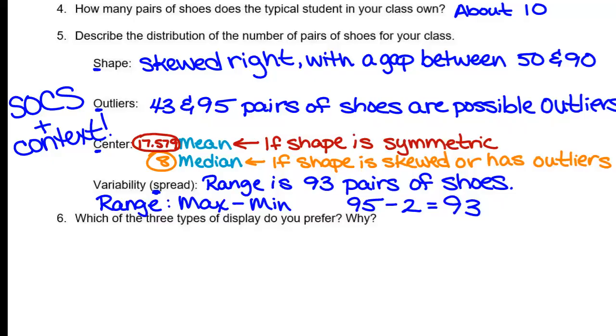I would like you guys to jot down your answer to number 6 along with your reasoning on your page. I'll give you about a minute and a half to jot down your thoughts there.